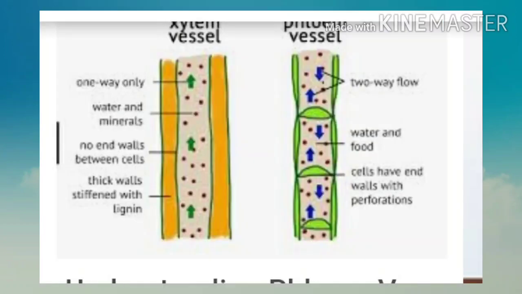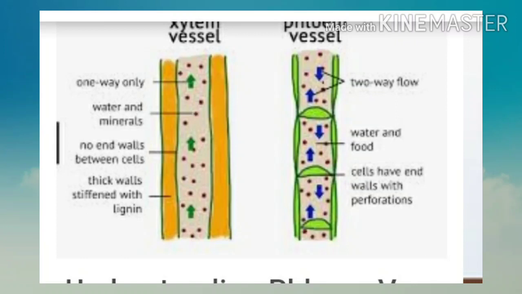Now, if the question is write difference between xylem and phloem, then you can write like this. So please note it down. Difference between xylem and phloem. Number 1. Xylem transports water and minerals absorbed by the roots to other plant parts, whereas phloem conducts food manufactured in the leaves to other plant parts.